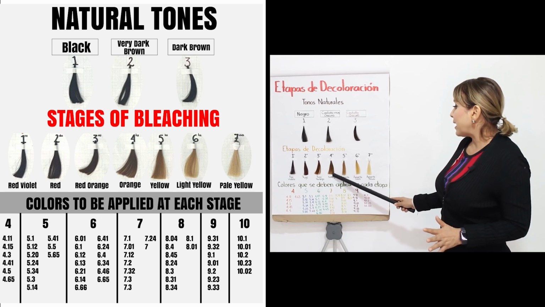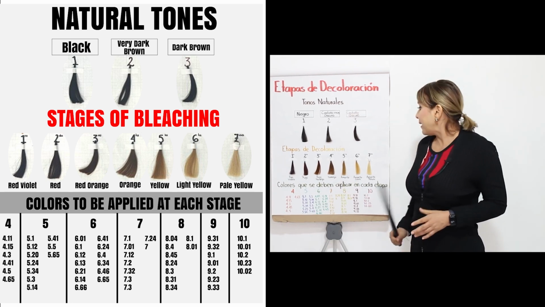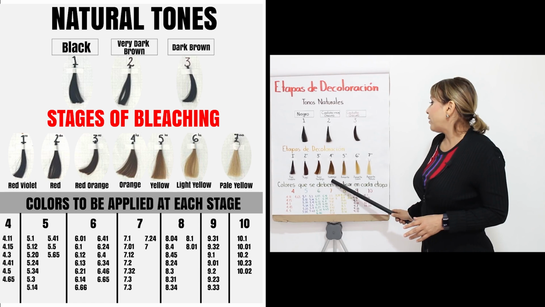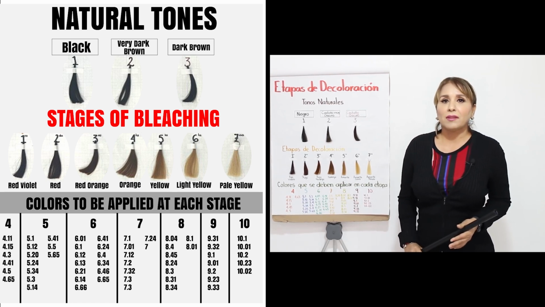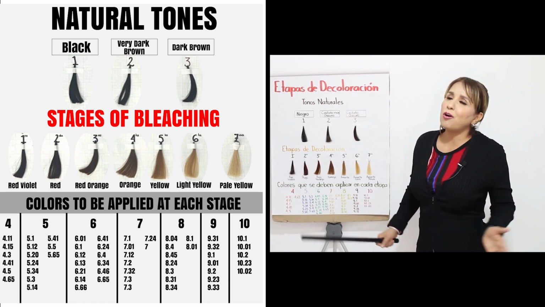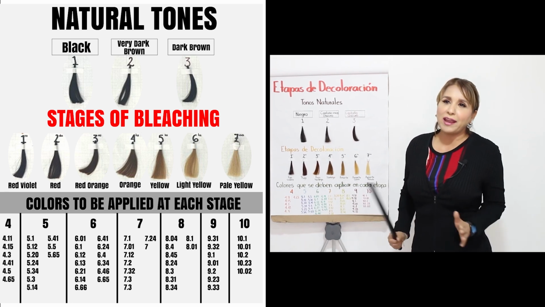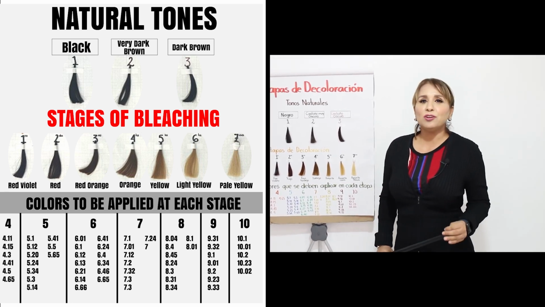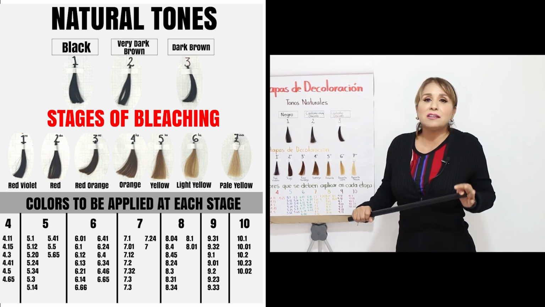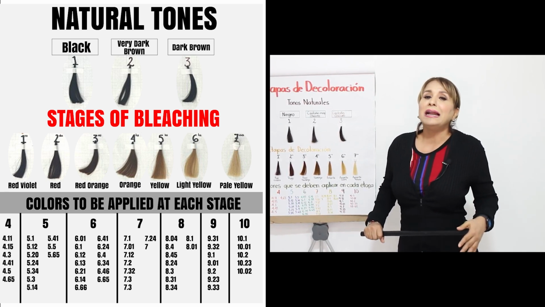We are going to the fourth stage. In the fourth stage, we have an orange reflection. At this moment, copper tones are in their prime. They look very pretty, but they are also tones that fade too quickly.